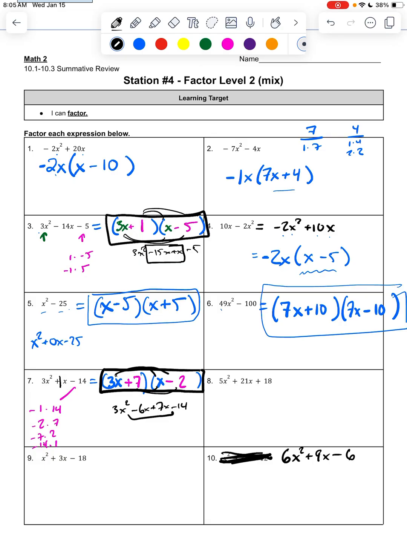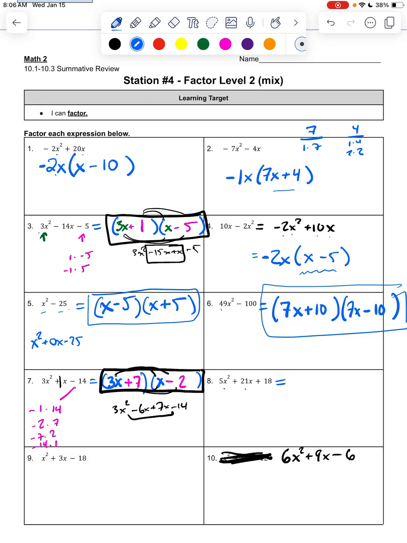Number 8, do we have a GCF? 5 is divisible by 1 and 5. 21 is not divisible by 5, so not one that's going to be helpful. 21 and 18 are both divisible by 3, but 5 is not. So no GCF to worry about.